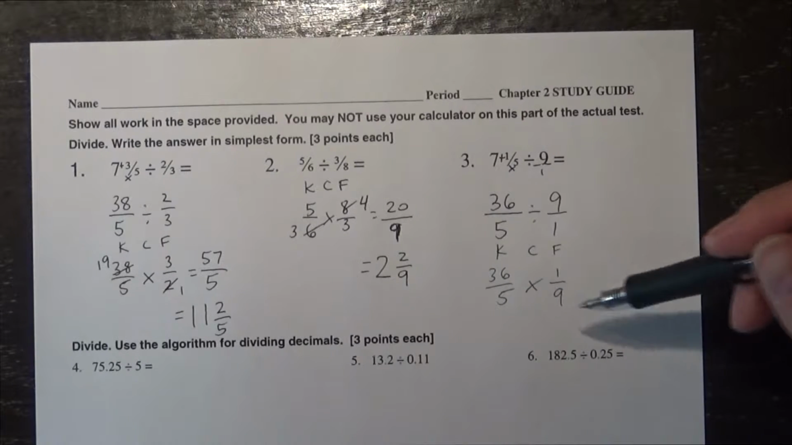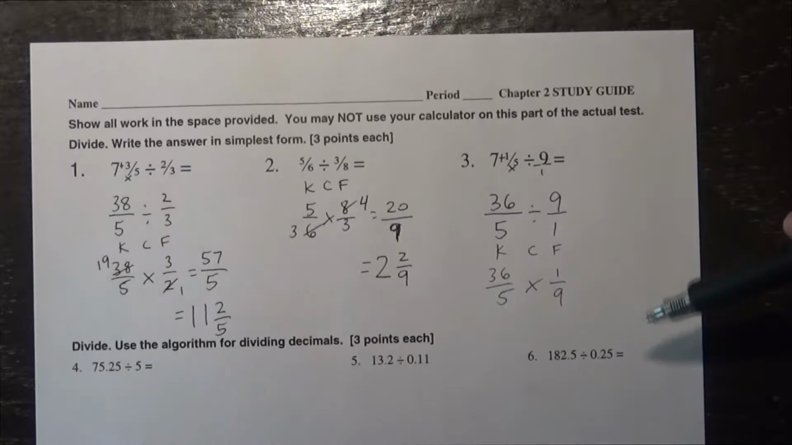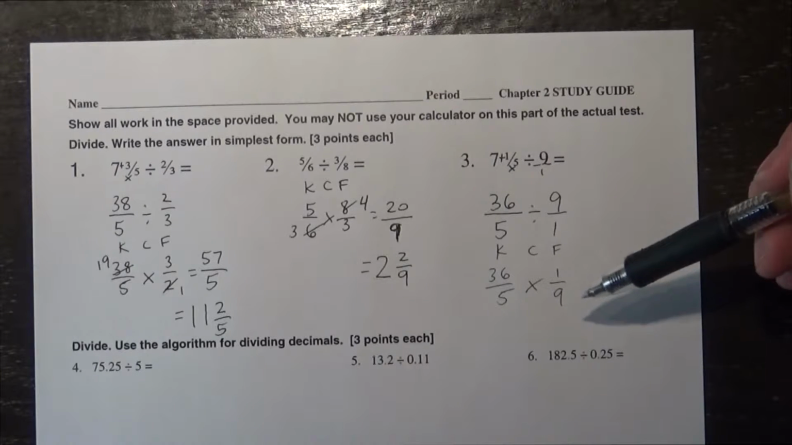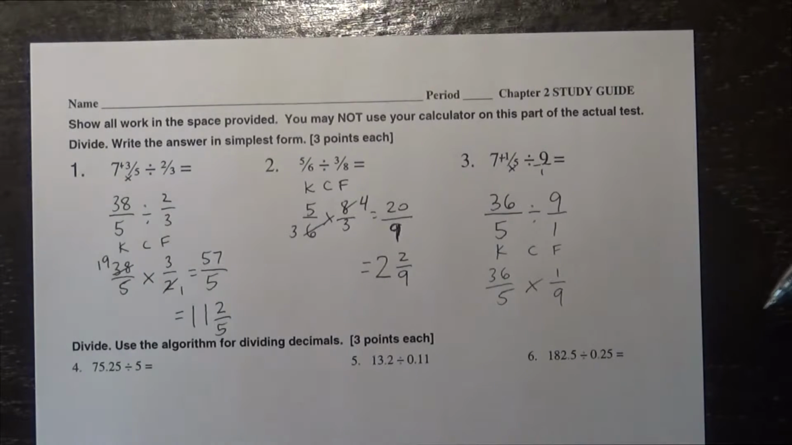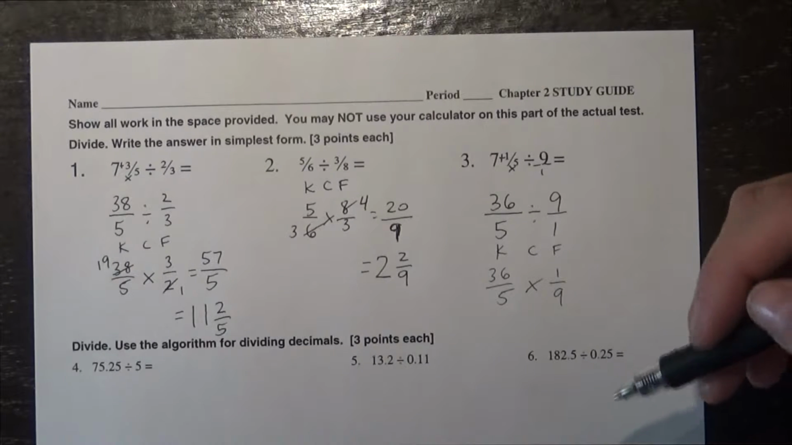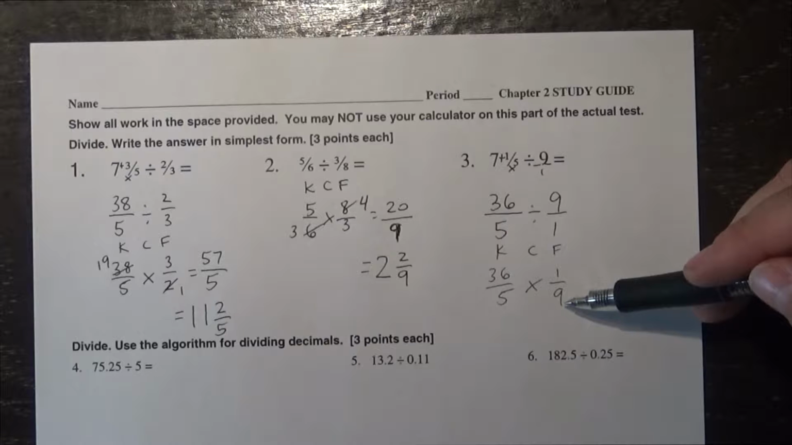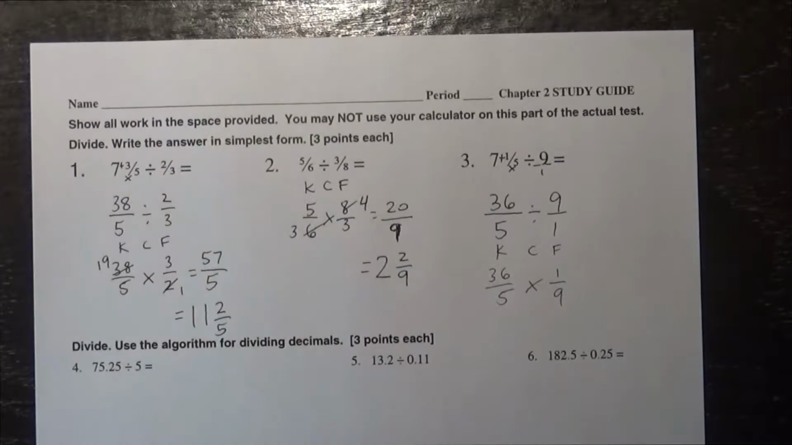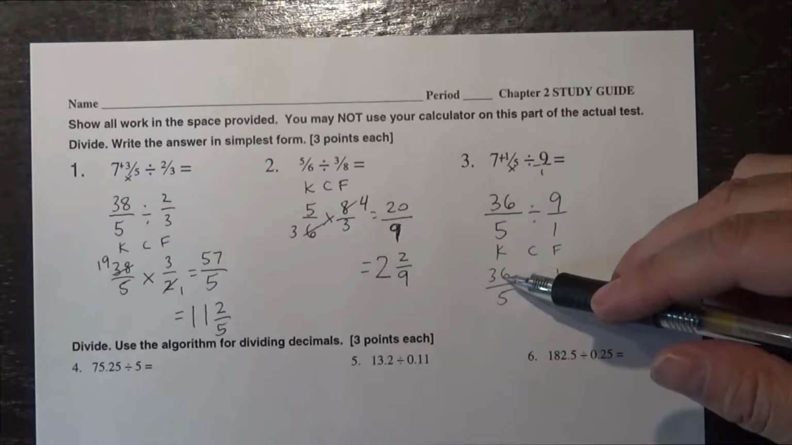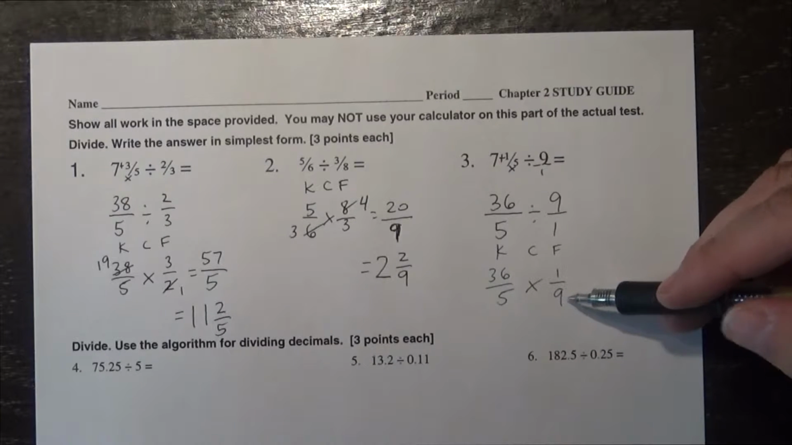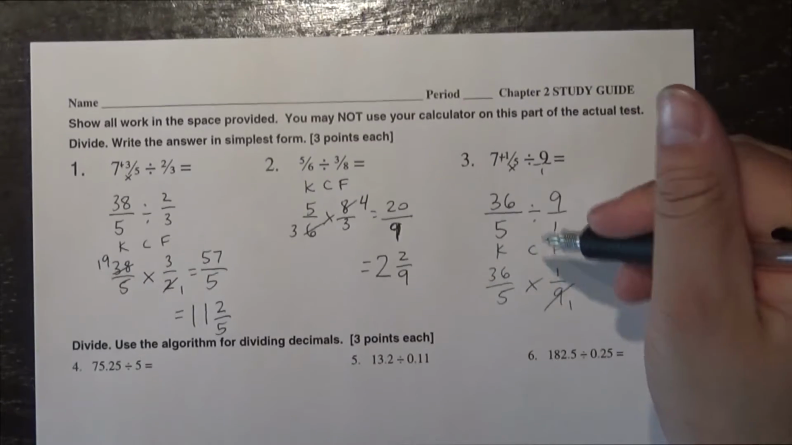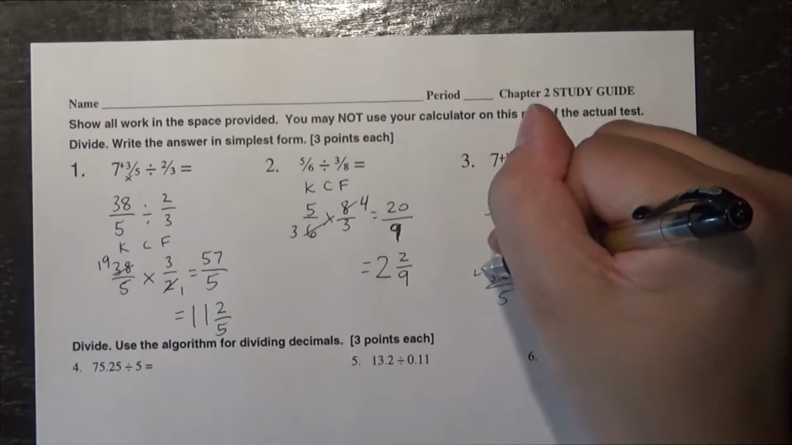And then 9 and 36 do have a common factor. In fact, if I think about this hard enough, I might be able to figure out what that is without doing a factor tree and all that other stuff. If you need to do factor trees to find the greatest common factor, then please feel free to do so. But if I think about this, 9 times 4 is 36. So 36 has a factor of 9. 9 has a factor of 9. So 9 divided by 9 is 1, and 36 divided by 9 is 4.